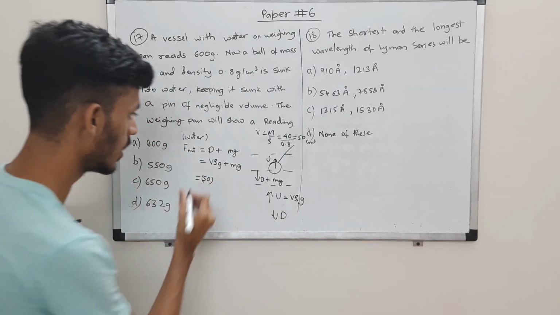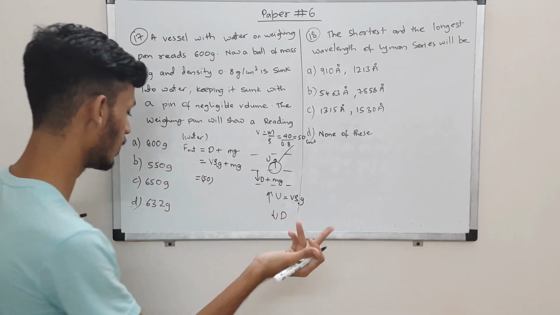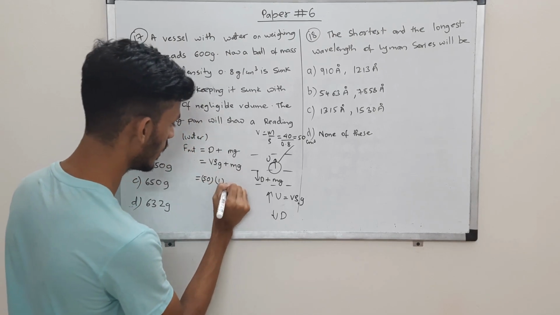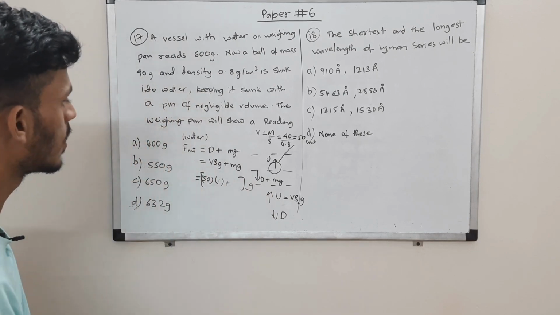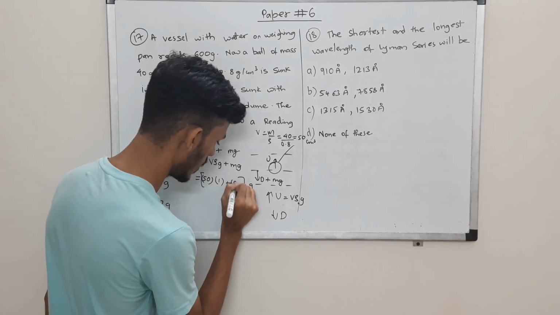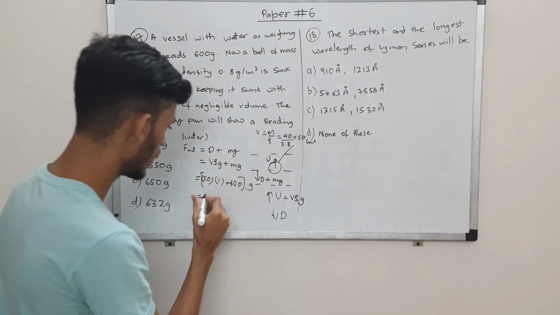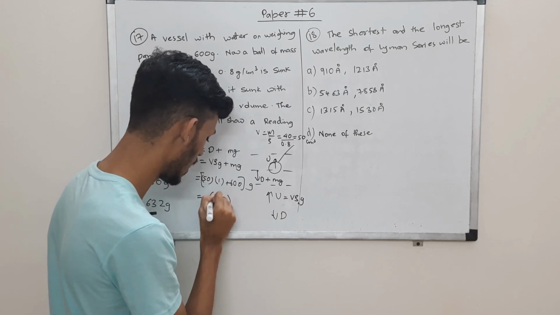Density of water, now this is upthrust, density of liquid. So here it is 1. g will keep as it is, plus g I'll take common, and plus the mass of water. Mass of water initially is 600, right? So 600 plus 50, that is 650 into g.